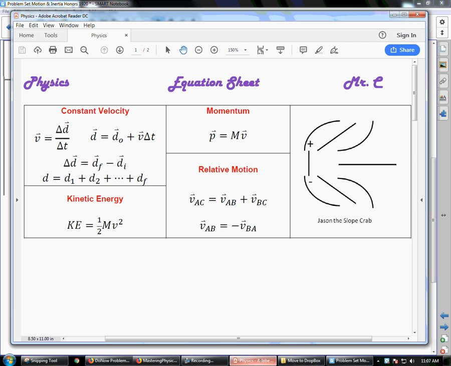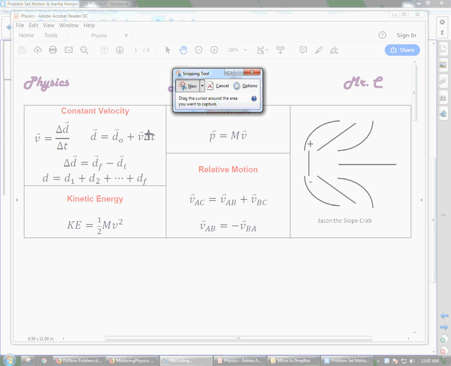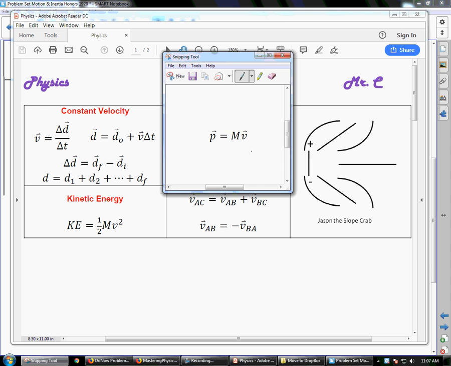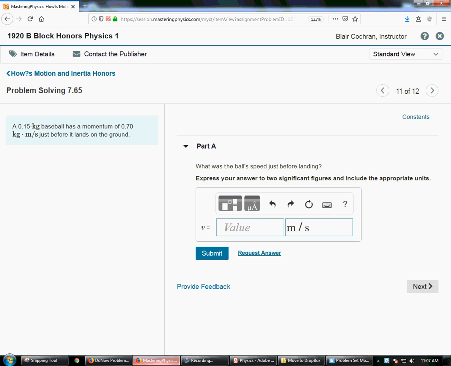On to the how. We need our snipping tool. New. Grab our momentum. Back here. Paste our momentum. And now it's really plugging in. Alright, so we're told that it's 0.15 kilograms and 0.7 kilogram meters per second, and they want the answer in meters per second, so we don't even have any units to change.